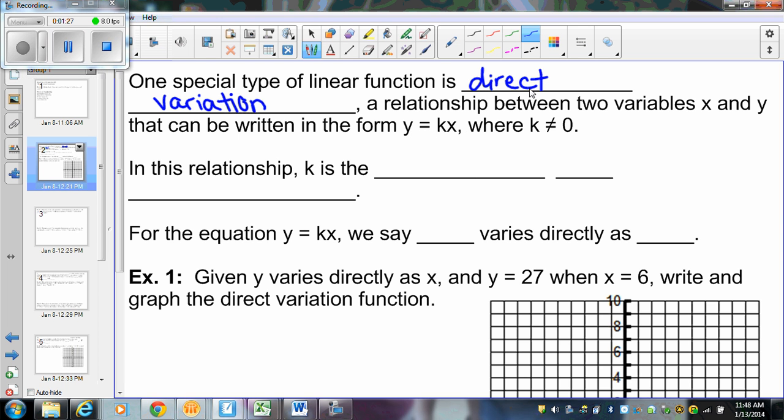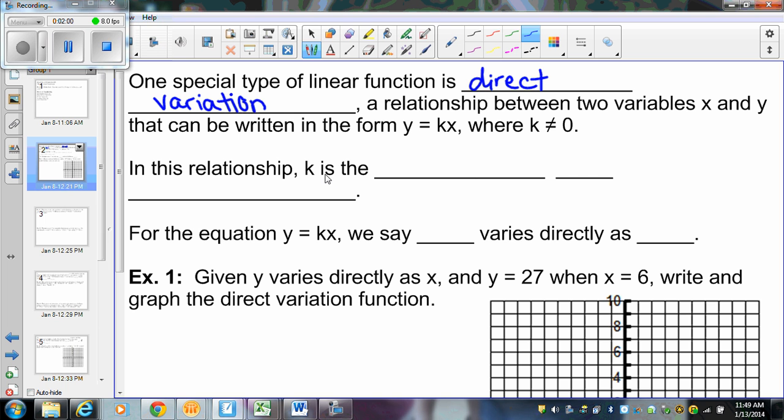So the word direct pretty much describes how they're related to each other. X and y are directly related to each other. What that means is that if x increases, y increases. If x decreases, y decreases. For example, if x represented the amount of time that you spend studying and y represented your grades, typically, as the amount of time you spend studying increases, your grades also increase.